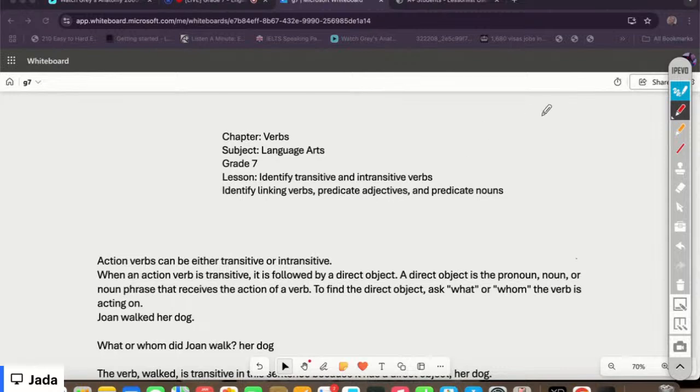First, you have to log in using the a+com. Okay, click on your name, then go to language art. You click on the chapter verbs, then grade 7. And our last two lessons would be identify transitive and intransitive verbs, and identify linking verbs, predicate adjectives, and predicate nouns.